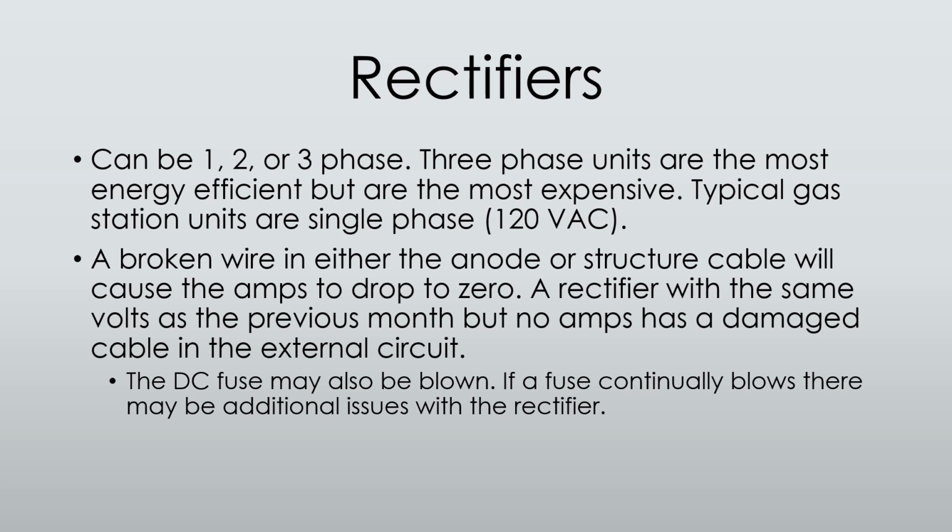Just like most electrical items, they can be 1, 2, or 3-phase. 3-phase units are the most energy efficient, but are also the most expensive. Typical gas station units are only single-phase. A broken wire in either the anode or structure cable will cause the amps to drop to 0. A rectifier with the same volts as the previous month, but no amps, has a damaged cable in the external circuit. The DC fuse may also be blown.